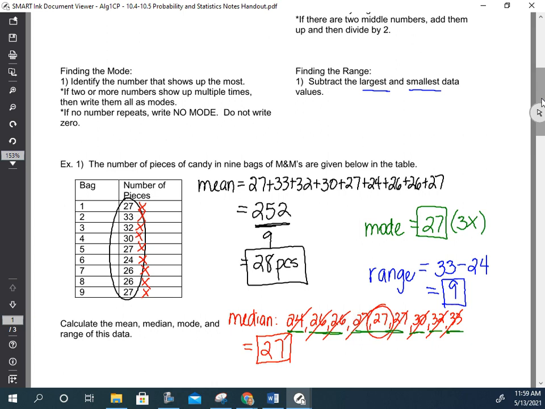So that's mean, median, mode, and range. That covers the ones that were on the extra credit. Any questions? Example 1.